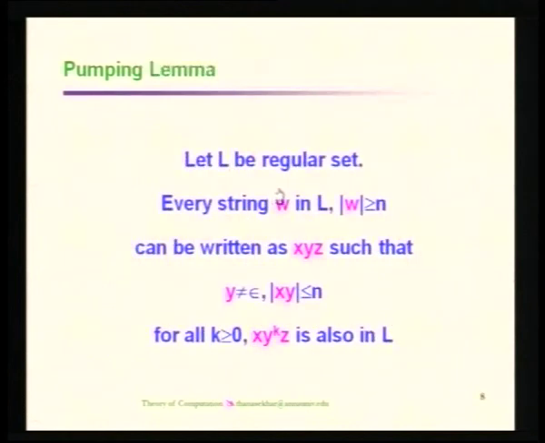So, now here is the lemma. First we are taking a language L and we assume it is going to be a regular set, or a regular language. The condition is that for every string W in L, the length of W must be greater than or equal to n. Here is an important point which we have to understand: the reason why we are taking the length of the string W greater than or equal to n.